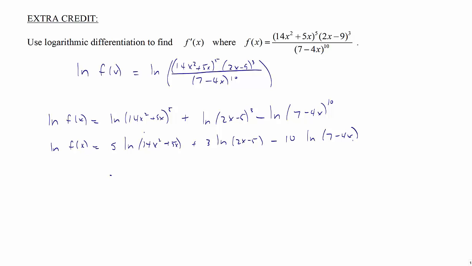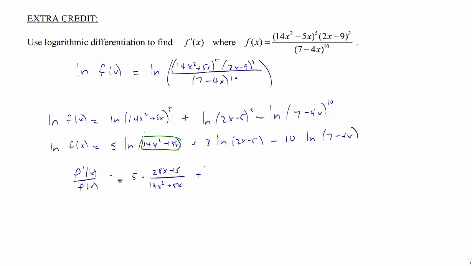Now I'm going to take the derivative of both sides of this equation. On the left-hand side, the derivative of the natural log of f of x is just going to be f prime of x over f of x. And over here on the right, I'm going to take the derivative of each term. For the first one I get 5 times, and remember what we had for our general log rule: it's the derivative of u over u. So this becomes (28x + 5) all over (14x squared + 5x).